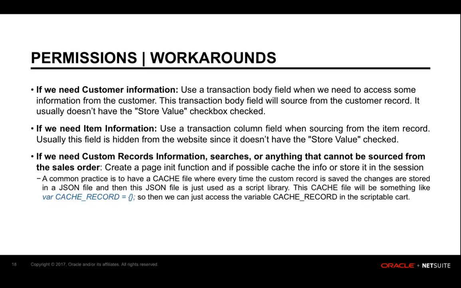And if we need custom record information, perform a save search, or anything that cannot be sourced from the sales order, we can create a Suitelet call in each function, and if possible, cache the info or store it in the session. A common practice is to have a cache file where every time the custom record is saved, the changes are stored in a JSON file, and then this JSON file is just used as a script library. This cache file will be something like var cacheRecord equals an empty object. So we can just access the variable cacheRecord in the Scriptable Cart.